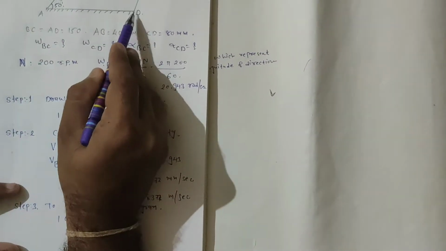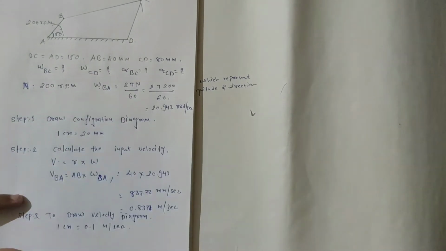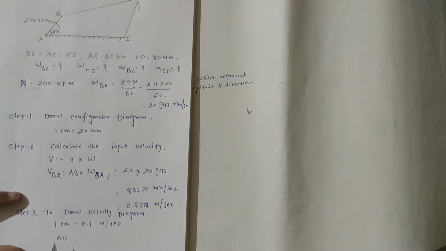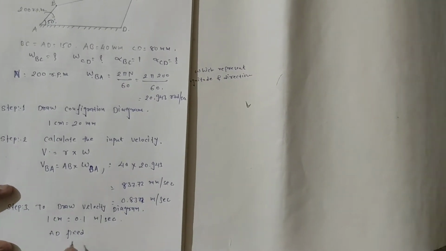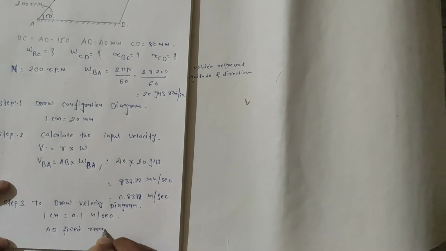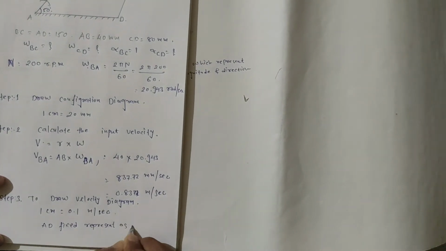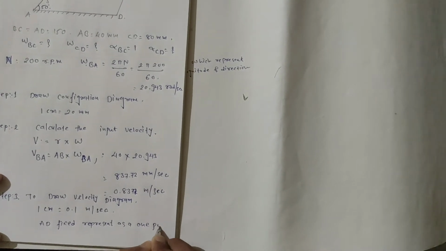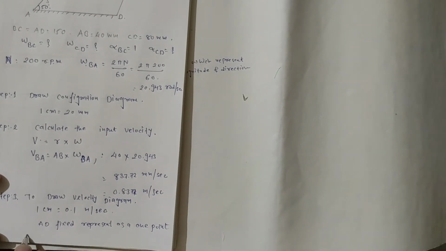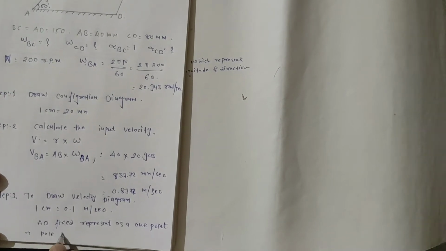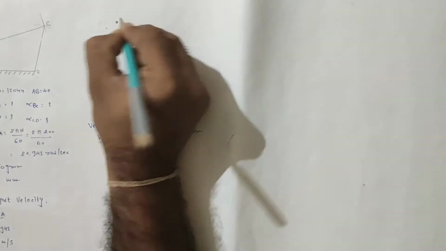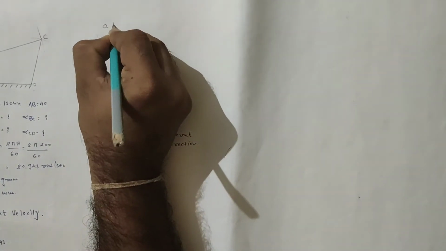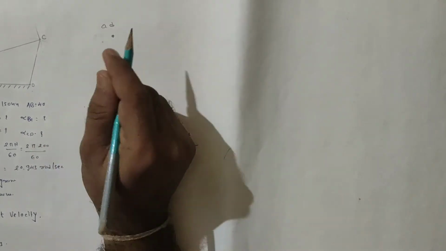So here A and D, that is the fixed line. So both of these are our fixed points, AD. Okay, the fixed points we have to represent as one point. And that one point is nothing but the pole point that we consider for the representation. Now we consider one point, that is the fixed point, also known as the pole point, represented by a small letter in the velocity diagram, that is ad.